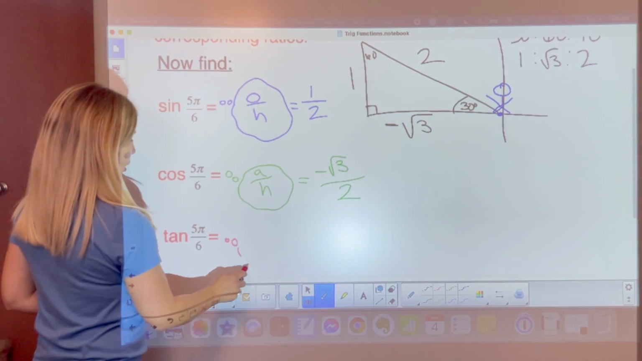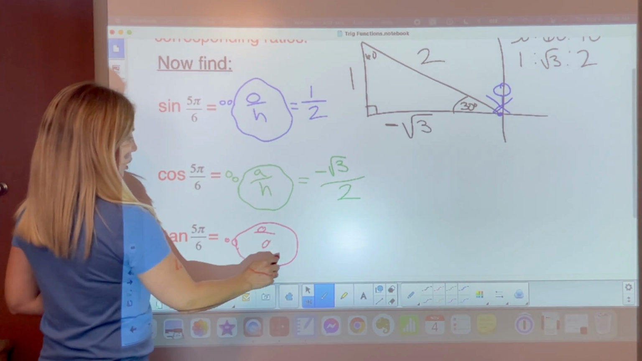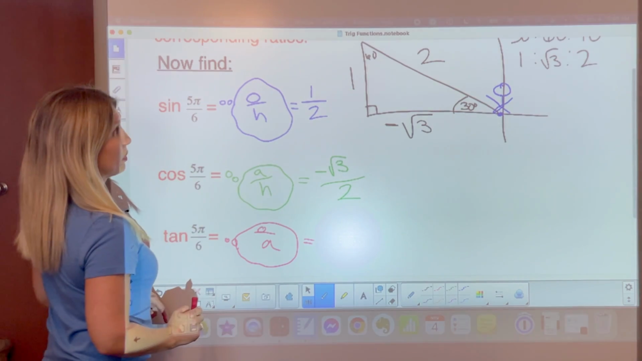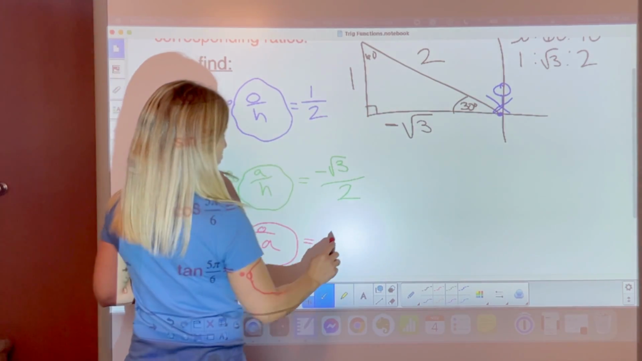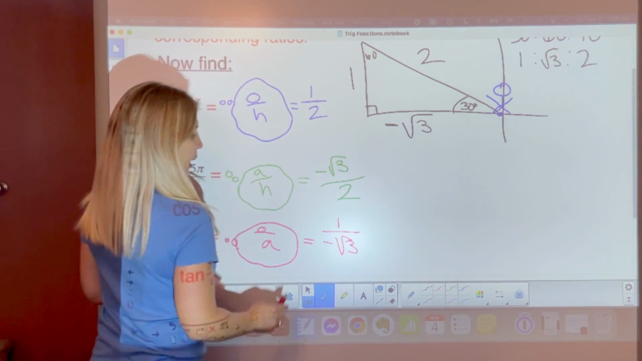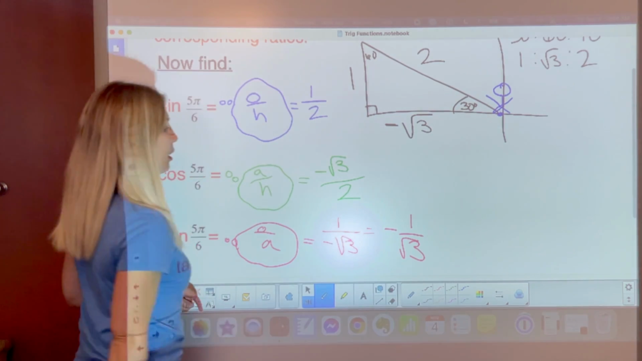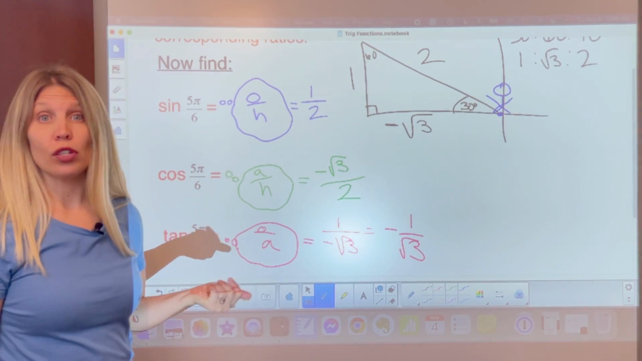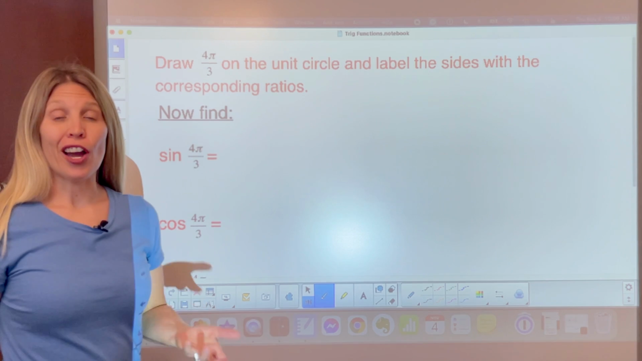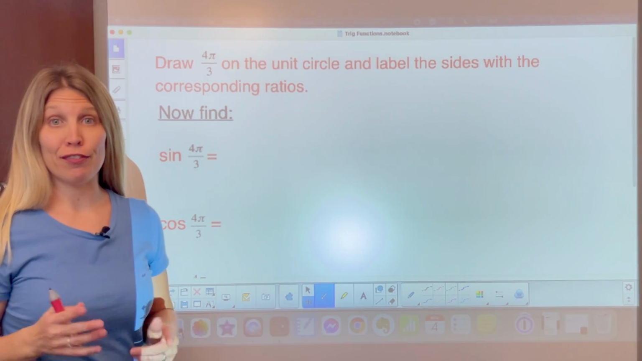And now for tangent, we want to put opposite over adjacent. So our opposite side is 1, and our adjacent side is negative square root of 3. And of course, you can always just write that as negative 1 over square root of 3. Okay? So those would be the 3 trig functions for 5 pi over 6. All right, let's do one more so you have an example of all 3 of the radian families.